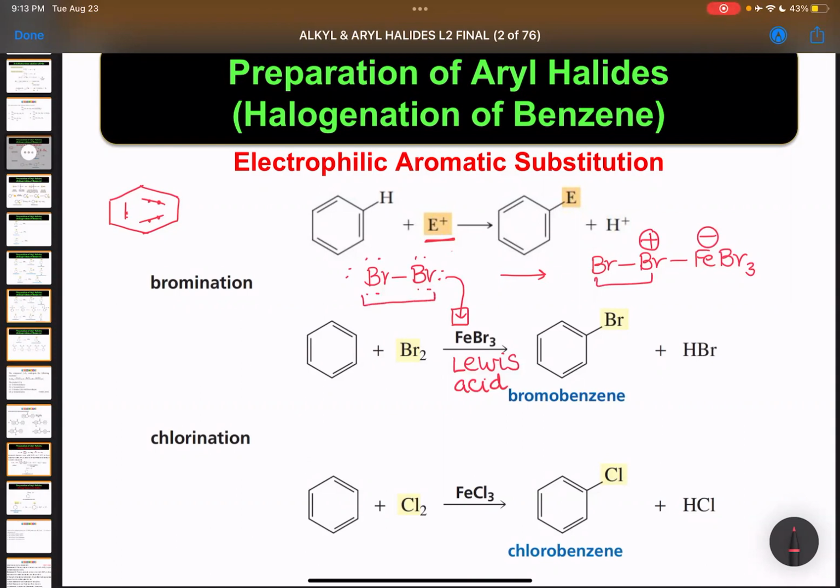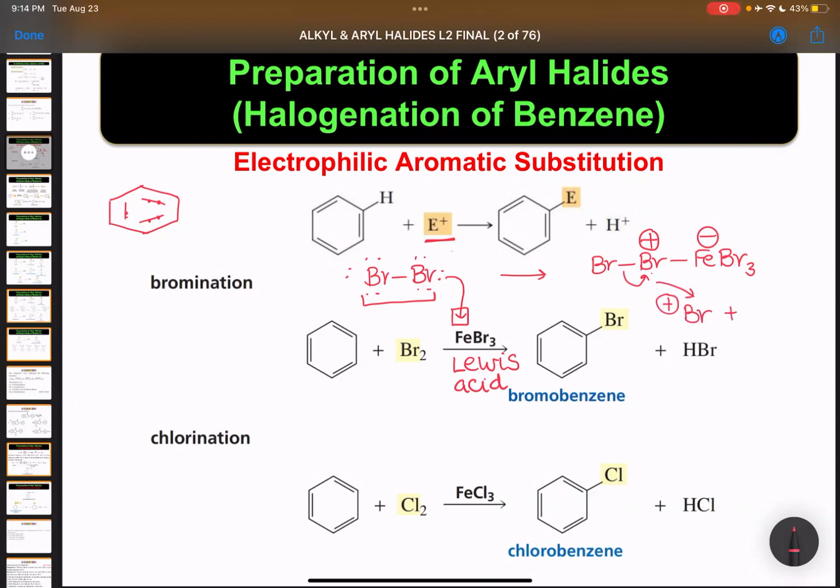Look at what it looked like before the Lewis acid was attached, and once the Lewis acid attached to one of the bromines, it became Br and Br plus. Okay, so now one atom has a plus charge, so it can be broken more easily. Is it clear? So this Br will take away the electron density, it will break, and what you will get is Br plus.